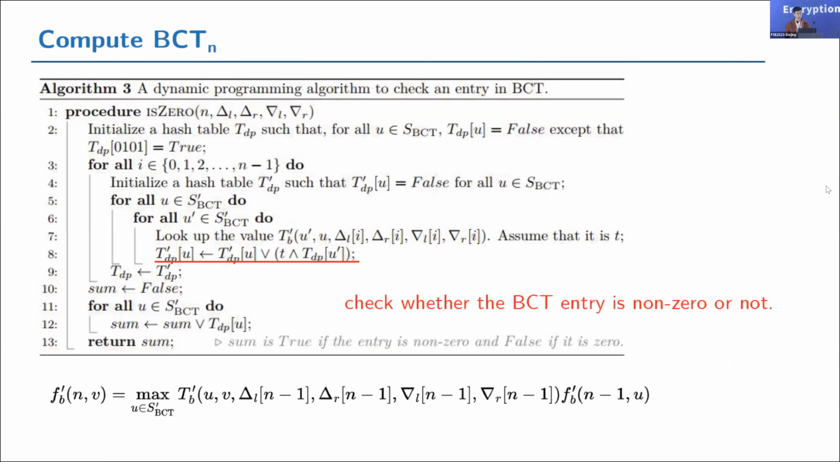Based on this new computation, we modified our algorithm. You can see line 8. Line 8 also conforms to the max operation in this formula. This algorithm is able to check whether the BCT entry is non-zero or not. This is our first step into Booleanizing the computation. And Booleanization is important for set models.